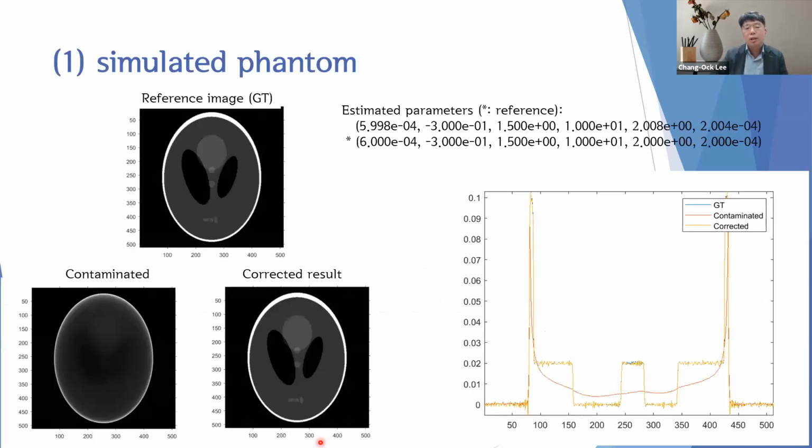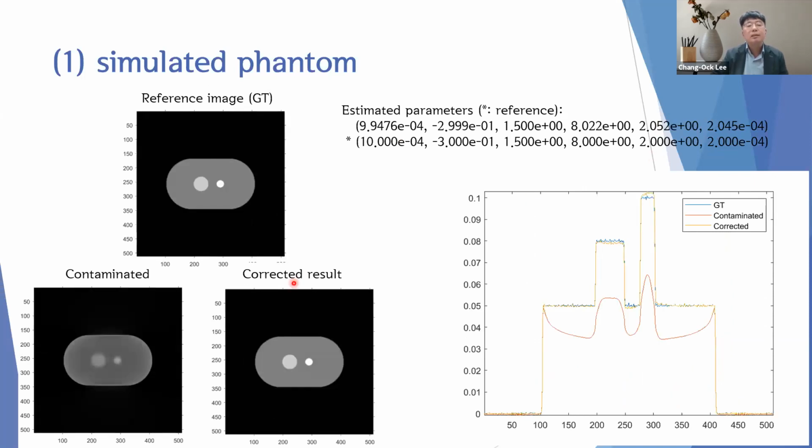Okay, now this is the simulated phantom result. This is the ground truth, this is the contaminated one, and this is the corrected one. If you look at the graph, the green shows the ground truth, and the red shows the contaminated. So this is a cupping effect. And the yellow shows the corrected one, which is very, very similar to the ground truth. And if you look at the values, this first line is our estimated values, and the second line is the parameters we used for generating this contaminated data. So if you look at the data, it's very, very close.